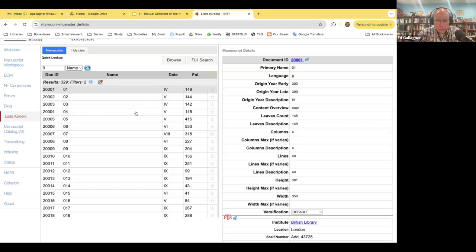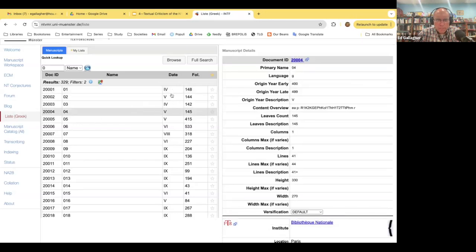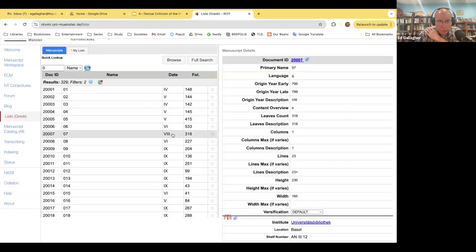04, I think that's Codex Bezae. Or no, 04 is Ephraemi Rescriptus, I think. At any rate, you've got some other manuscripts here. You can see, I mean, 07 is from the 8th century. 09 is from the 9th century.